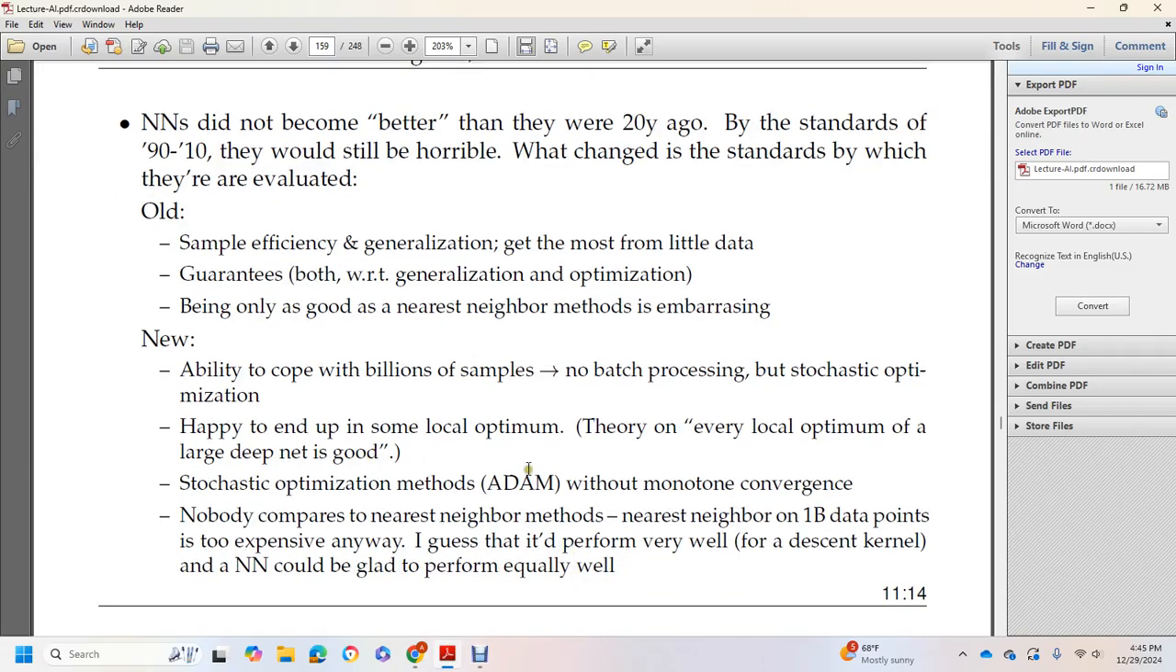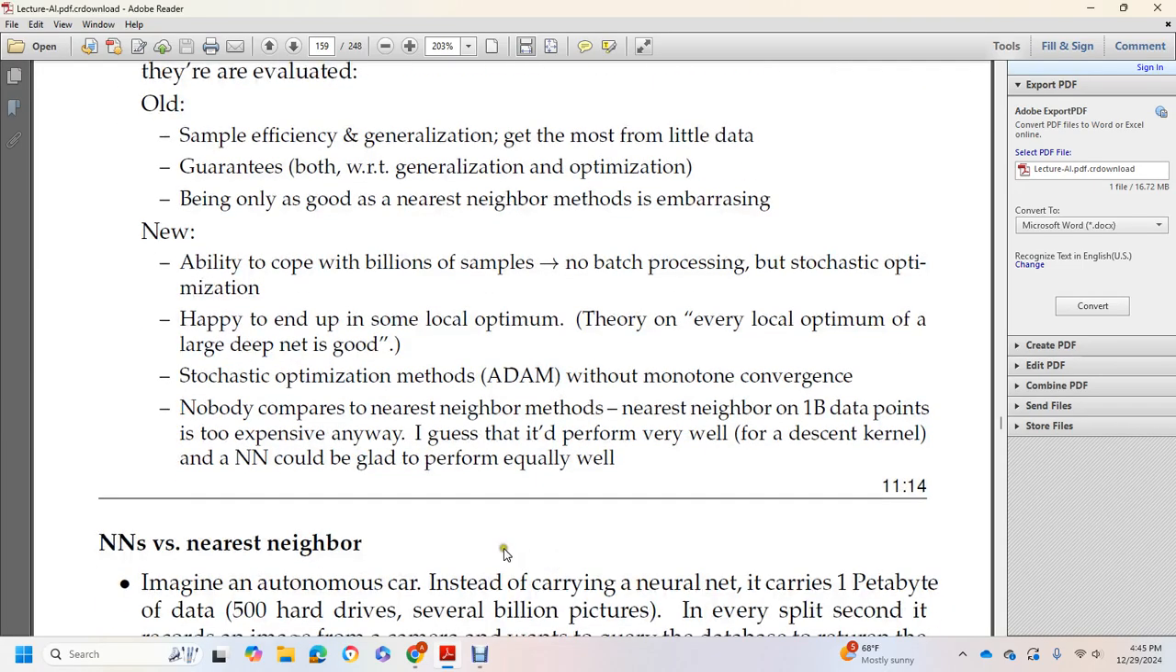Stochastic optimization, like SGD or Adam, without monotone convergence. Nobody compares to nearest neighbor methods. Nearest neighbor with billions of data points is too expensive anyway. I would guess it would perform very well, and a kernel method could perform equally well as the neural net.